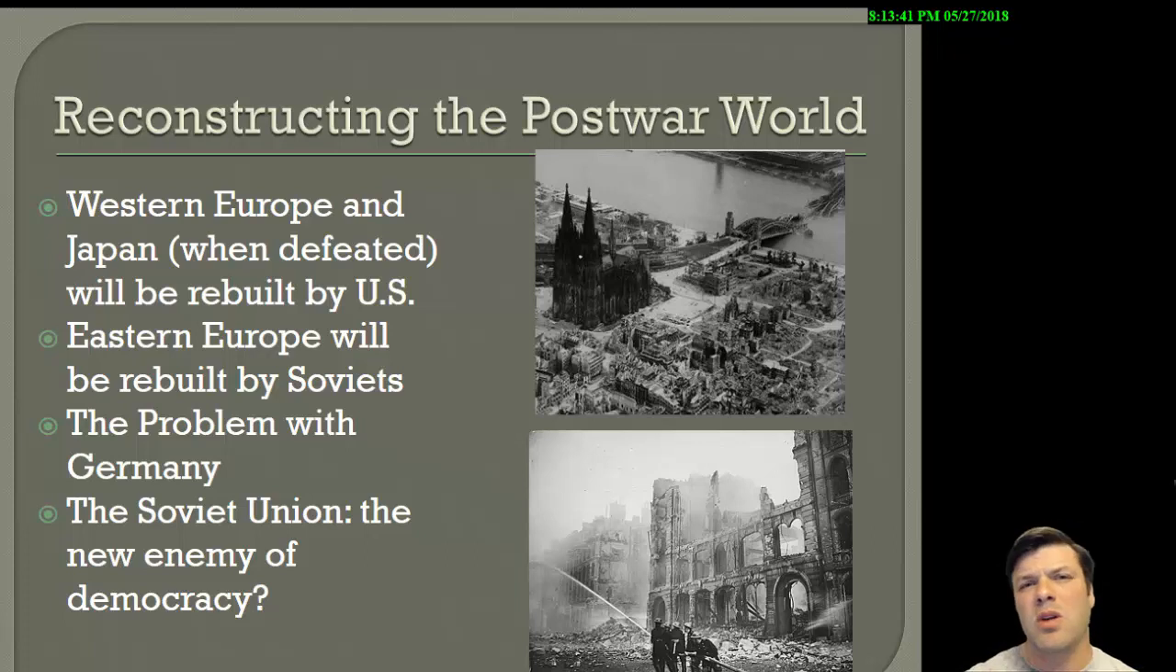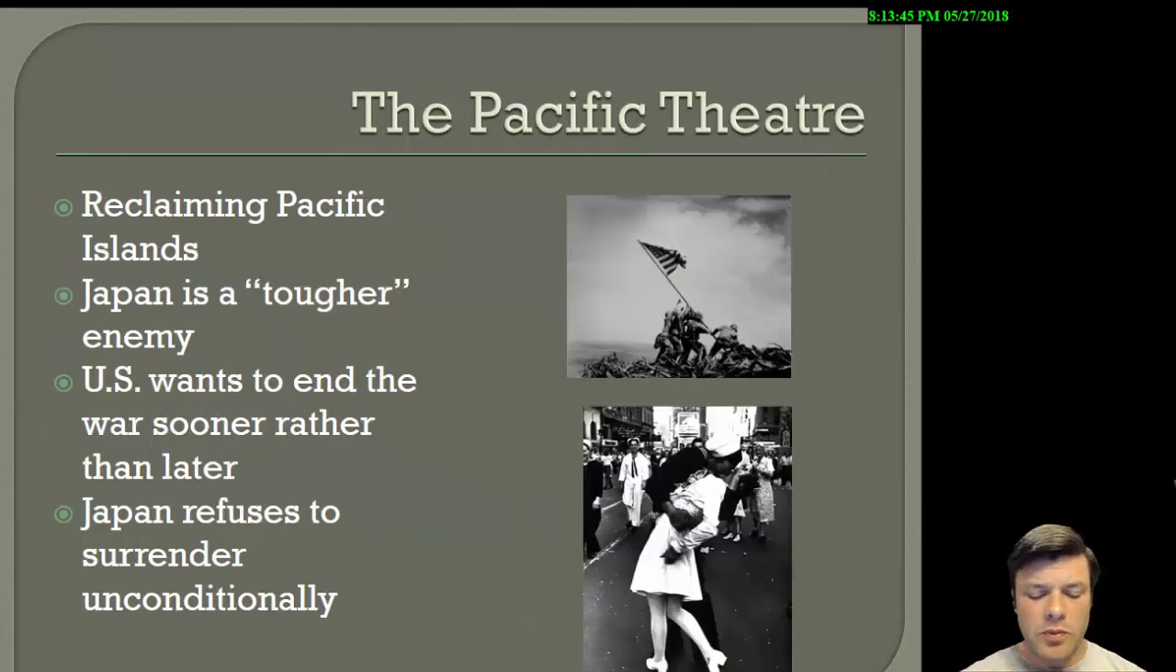Long story short, the Soviet Union looks like the new bad guys in the world, new enemies of democracy. But for right now, I want to turn our attention to the Pacific theater. What's going to happen in the Pacific is that the Navy and the Marine Corps are going to shoulder the brunt of the load when it comes to reclaiming those islands that comprise the Japanese war years empire.